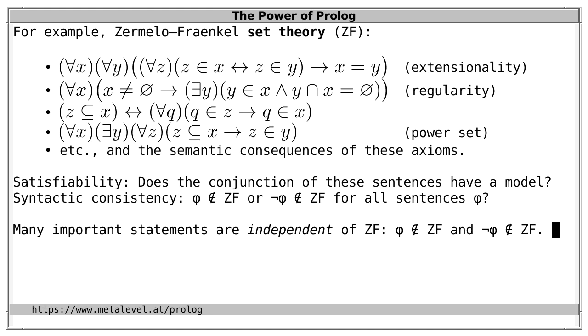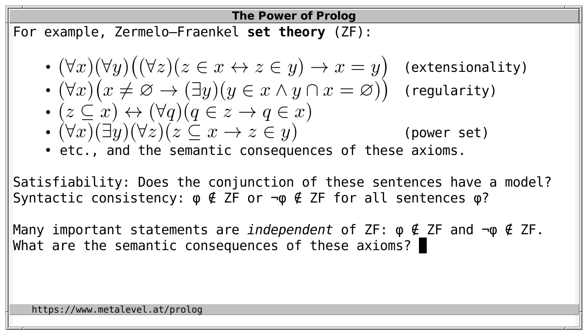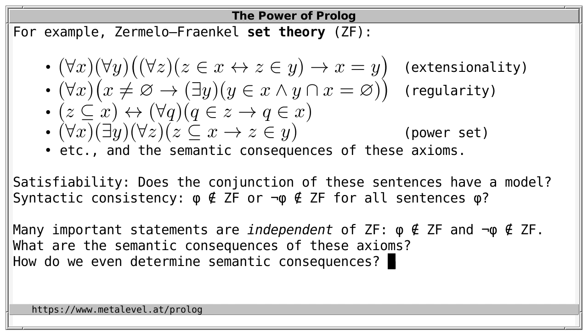So we can't accept or reject independent statements by appealing to the existing axioms. And if we want to settle such questions, we may have to add new axioms or look for better axioms that capture more properties of sets. A closely related question is, of course, what the semantic consequences of these axioms are, and also to check whether a given formula is in fact a theorem of, for example, set theory. And also, how do we even determine semantic consequences?